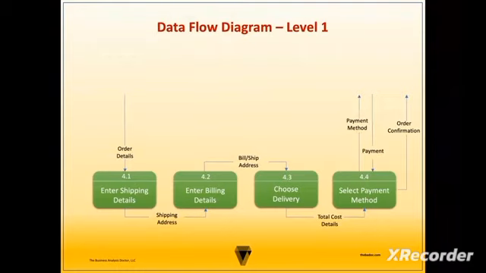So for these, the flow of data would be: the order details are received, the customer enters the shipping details, which provides the shipping address to validate if the billing and shipping details are the same. The address information is then sent to the delivery section so the customer can choose the delivery method. Based on the method chosen, the total cost details are calculated and sent to the payment screen where the customer enters the payment method, which is retrieved from the payment details on file.